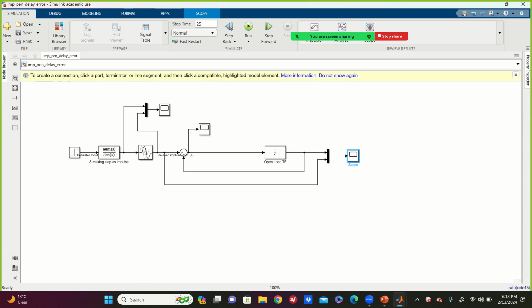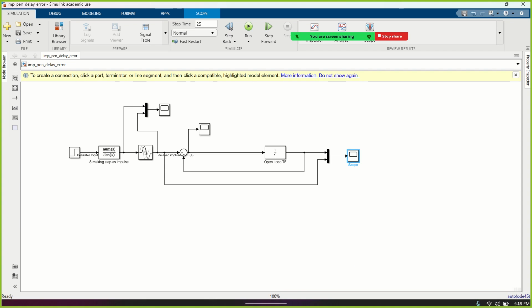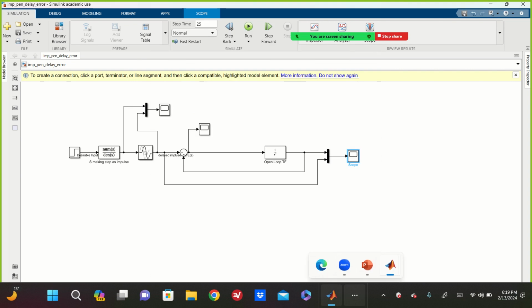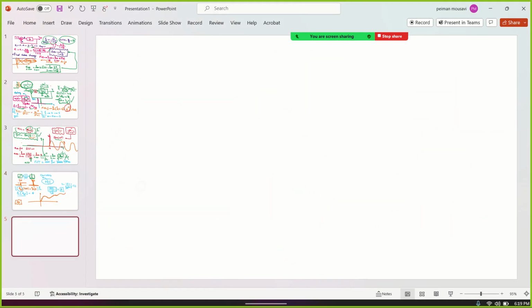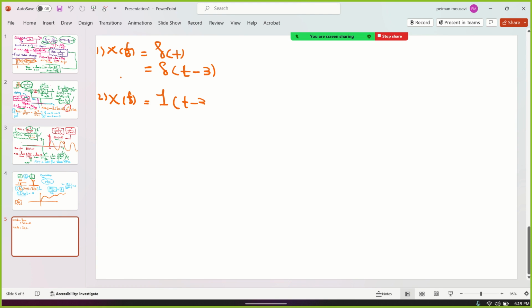Now, let me continue a little bit. In the previous state, the desirable input was an impulse, delayed or not delayed. But here I had a delay. Say your friend asked me to have a delay of 3 seconds. Now this time, I want to have, this is x of t, guys. So x of t, case 2, case 1. I want to have t minus 3.